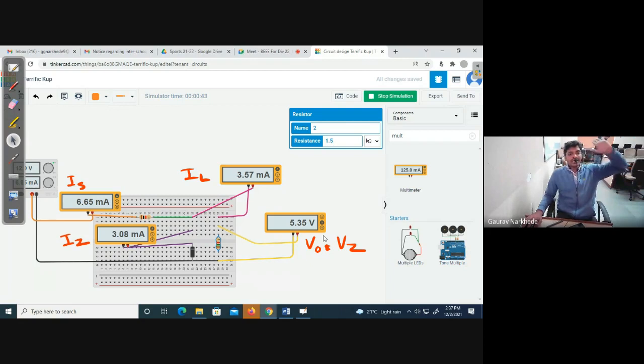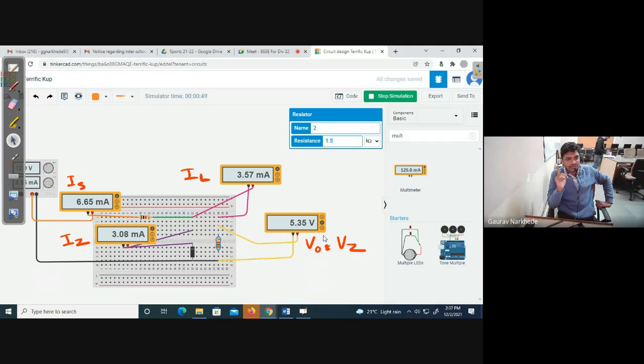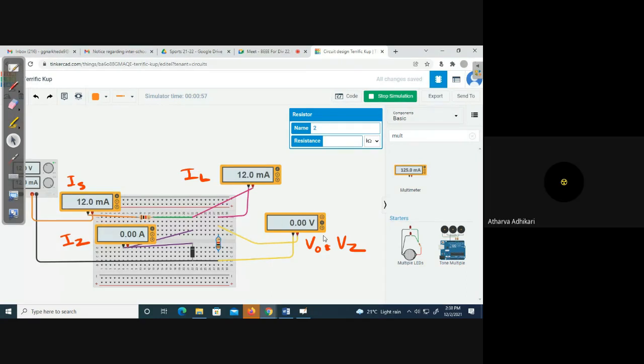So is it correct or wrong? First of all, there is some mistake, sir. Yes, what mistake? Who will find it out? I got the mistake, right? Why is it giving this? We increase the resistance and the current is decreasing. It should increase.